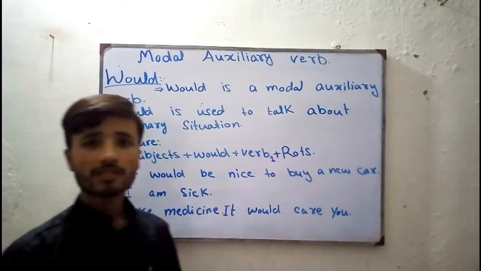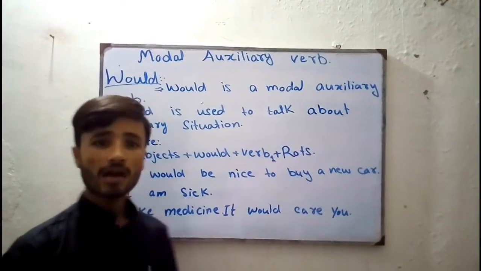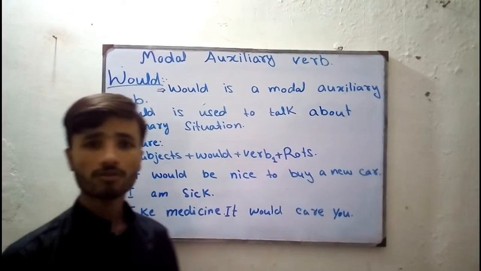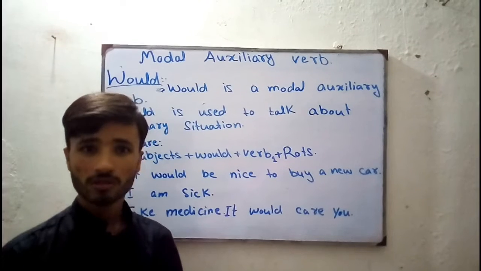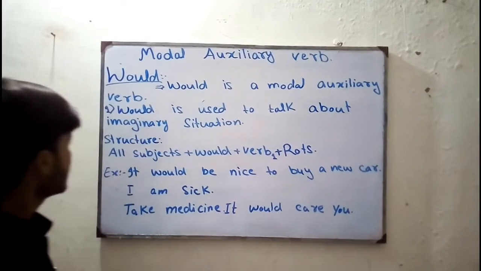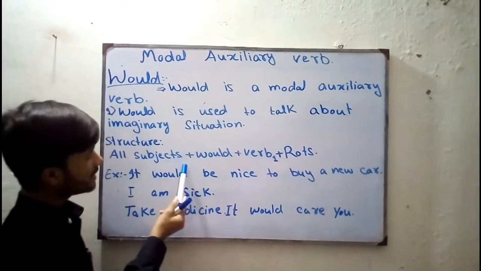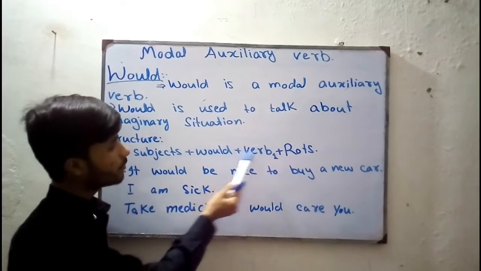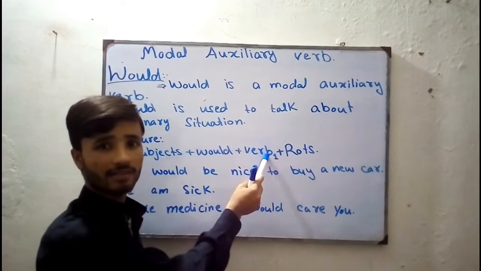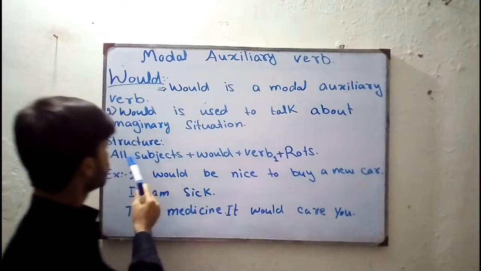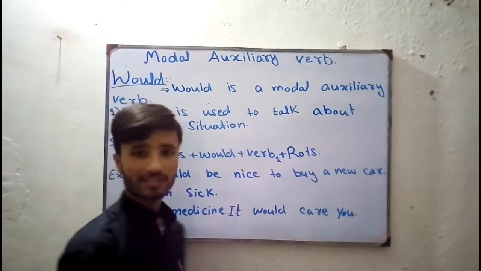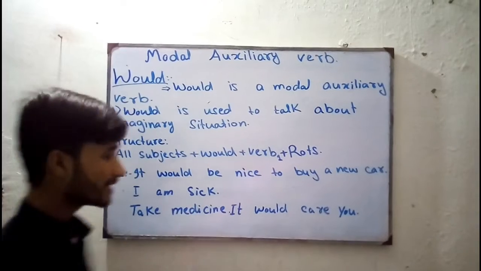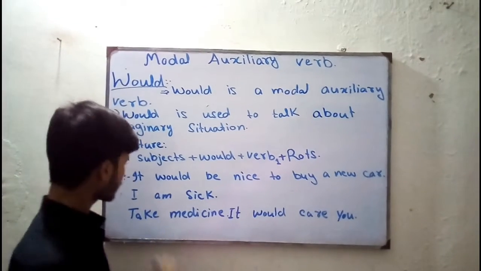Would हम ऐसी हालात के लिए इस्तेमाल करते हैं जो नामुमकिन हो. Is this clear, guys? So see the structure. All subjects plus would plus verb first form plus rest of the sentence. वर्ब की पहली हालात. Is this clear? So come to the example. After the example you will come to know.